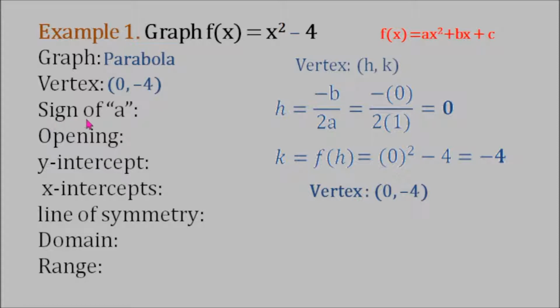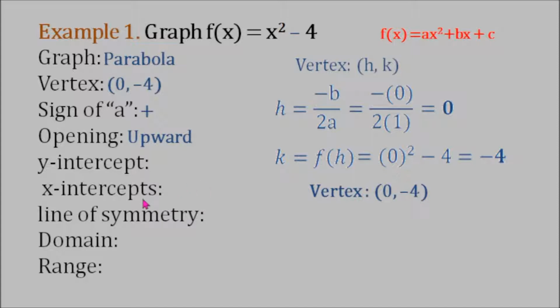And now the sign of a. a again is the coefficient of x squared. The coefficient of x squared here is 1, so the sign is positive. Why is it important to know the sign of a? Because if a is positive, the opening of our U-shaped graph is upward. On the other hand, if it is negative, the opening is downward.